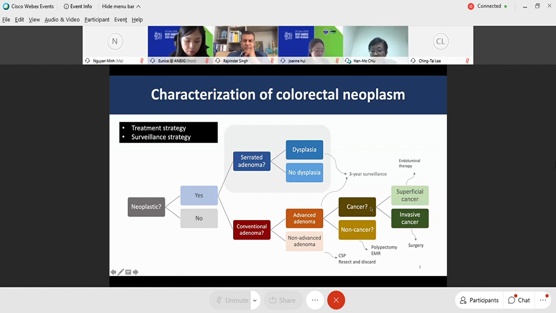And finally, if you suspect the lesion as cancer, then we can identify those cancers that are indicated to be treated by endoluminal therapy and invasive cancer. So this workflow is very important to tailor patients to different treatments and different intervals of surveillance.